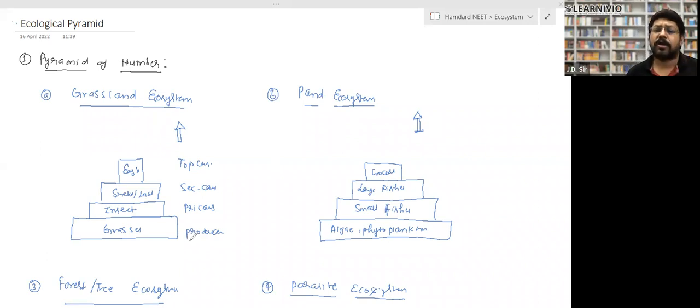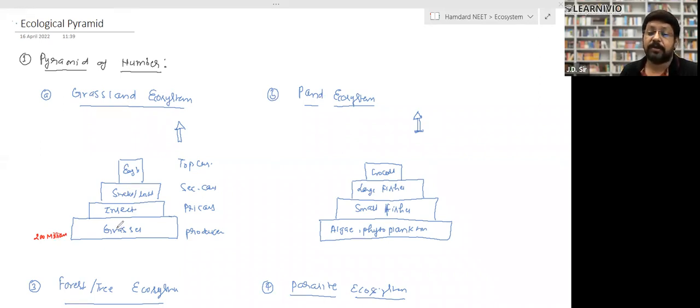So the number of small grass plants in a grassland is in the millions, right? So their number will be larger. Let's say there may be 200 million grass plants, right? 200 million grass plants.